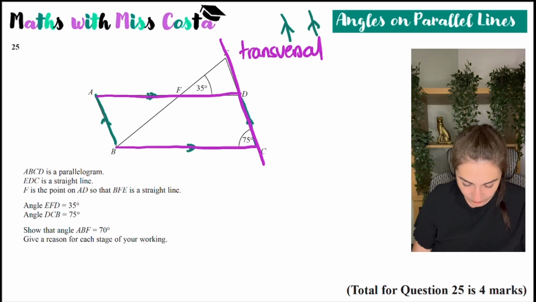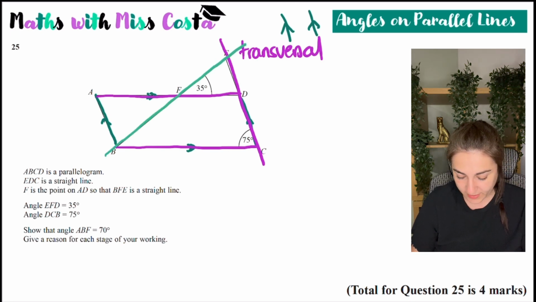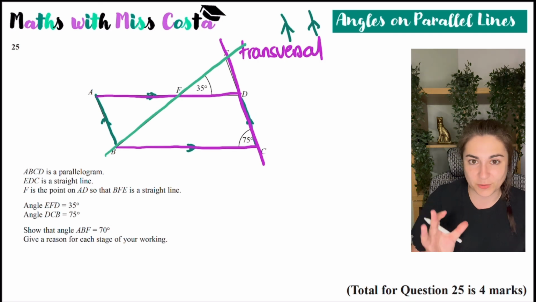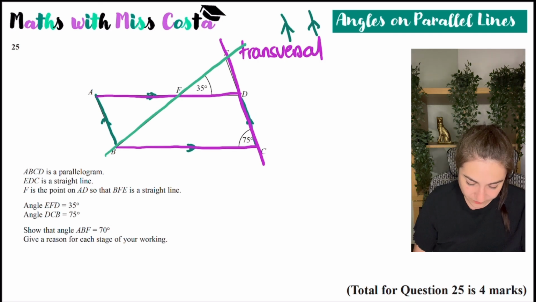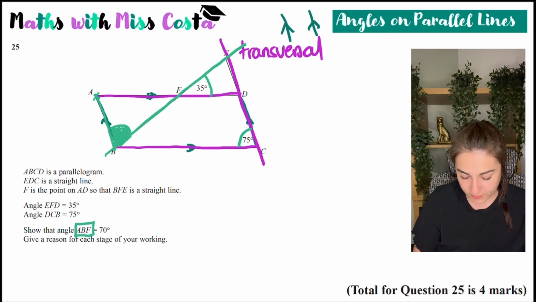And F is the point on AD, so that BFE is also a straight line, so this is also going to be a transversal. So I can use all of my angles on parallel lines rules here. I know that this angle here is 35 and this angle here is 75, and I need to show the angle ABF. So ABF is this angle here. If you don't know how to read the angles, you start from A, you go to B, and then you go to F, so you know it's the angle in between those. So I need to prove that that is 70.